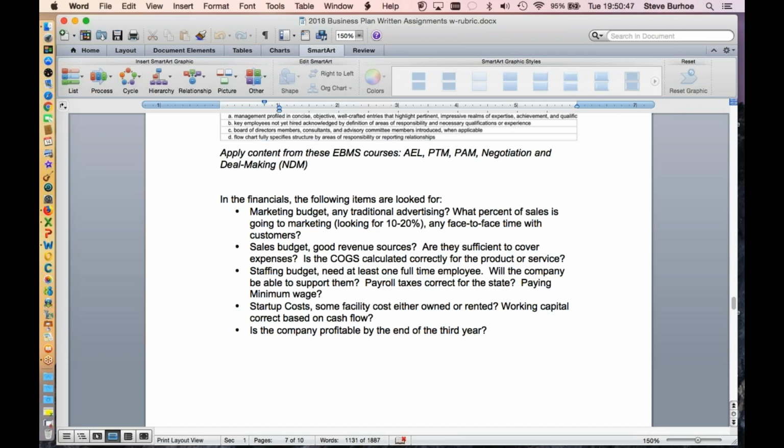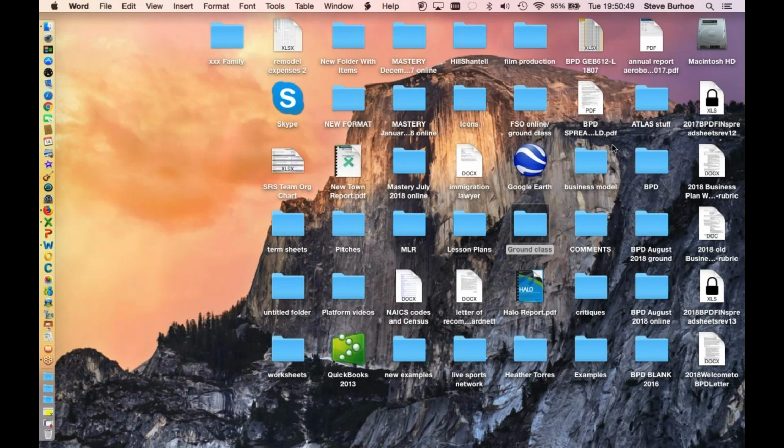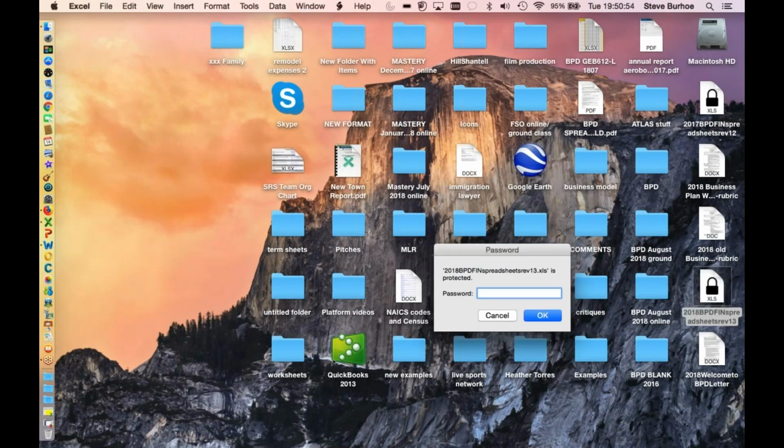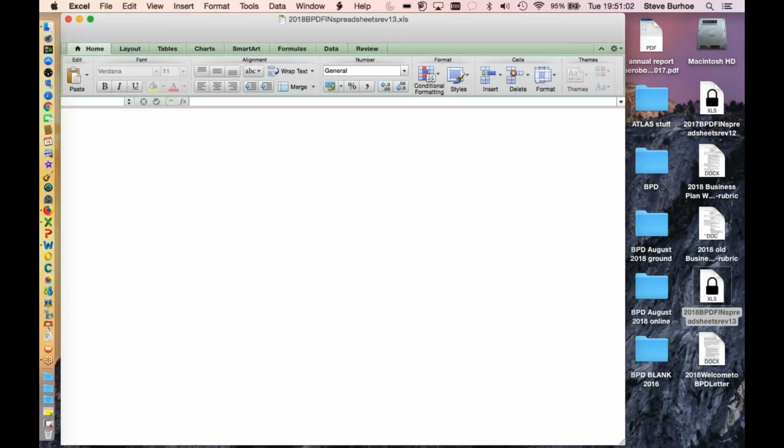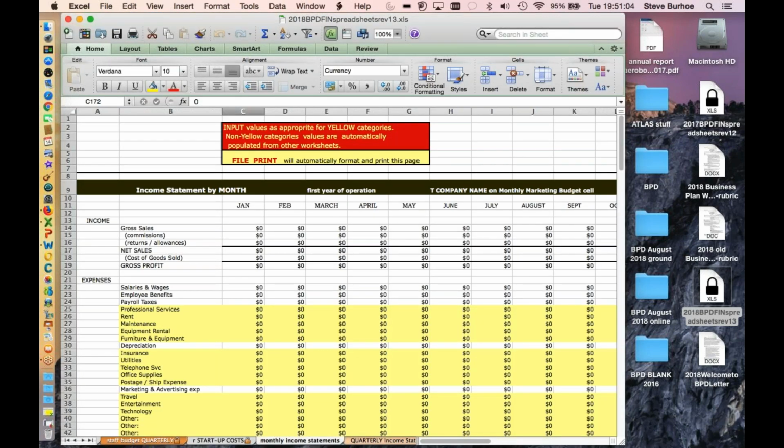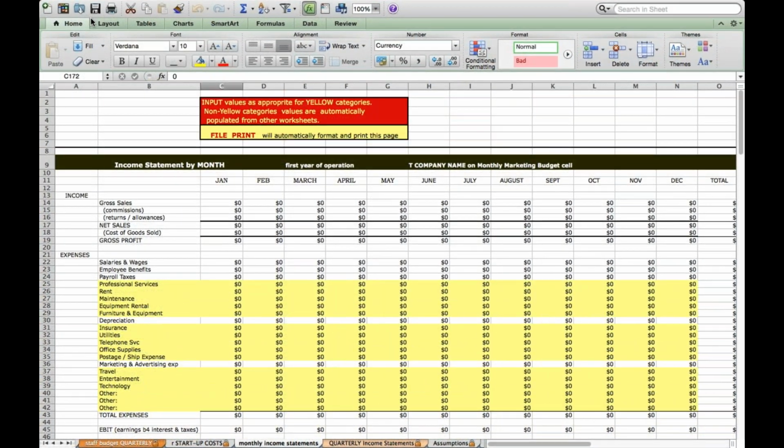Okay, so I'm going to get out of this. Now the spreadsheet you have, when you click on it, it's going to ask you for a password, and that's BPD in lowercase. Once you put that in, this is what'll show up. Now, it's got about a dozen tabs on it. They're going to all show up at the bottom of the screen. If you don't see them, click on the green button in the upper left. That'll take you to full screen, and that'll bring the tabs up.